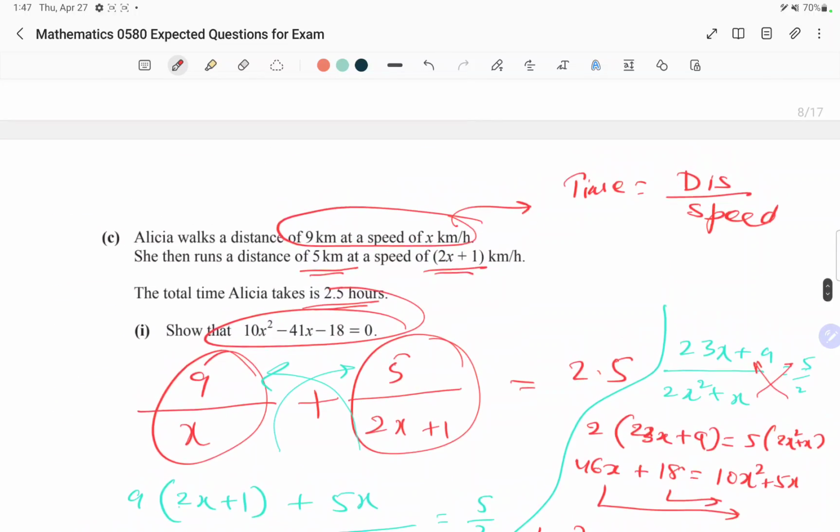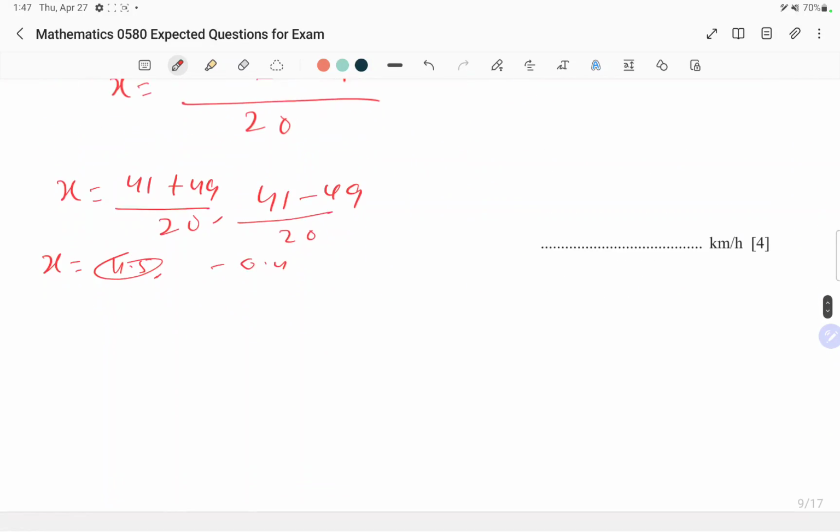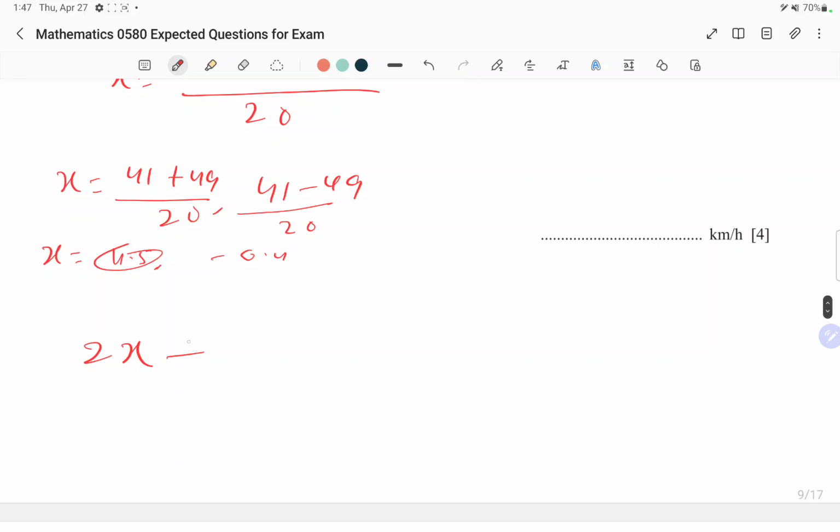So work out Alicia's running speed. We have to check the running speed. Its walking speed was x, so running speed is 2x plus 1, right? So 2 times 4.5 plus 1, so it is 10. Okay, so that is 10.